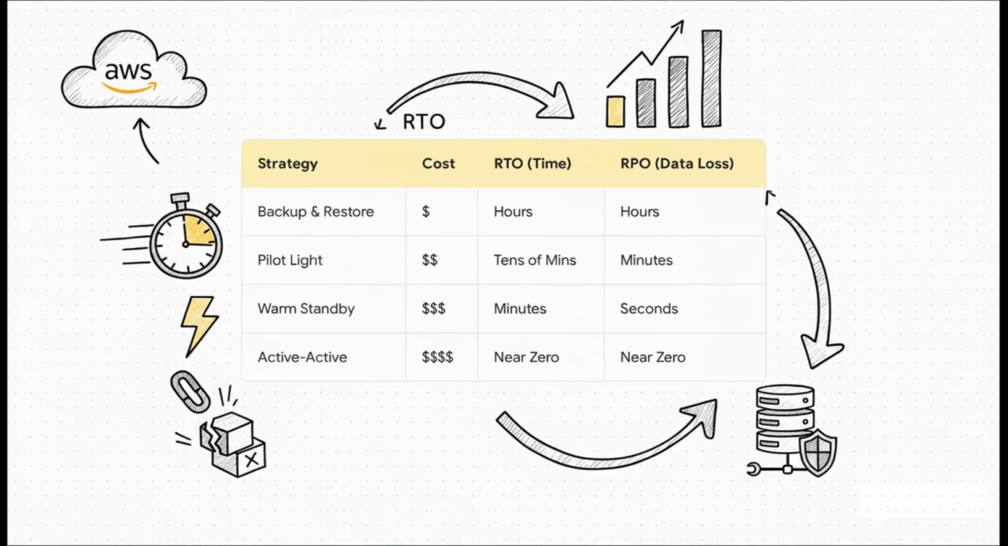And just look at the pattern. As your RTO and RPO get smaller, meaning faster recovery and less data loss, the cost just skyrockets. Your job on an exam question is to look at the RTO/RPO they give you and pick the strategy from this chart that meets it for the lowest possible cost.